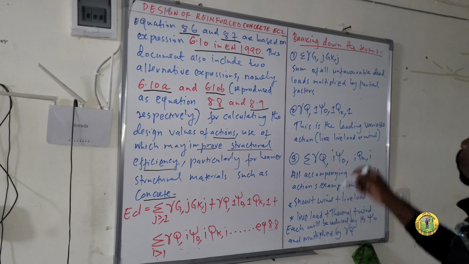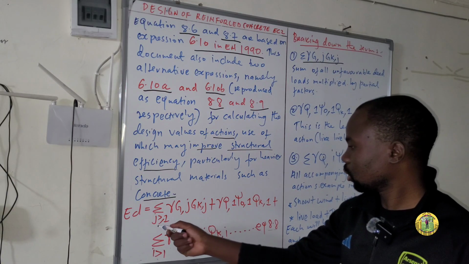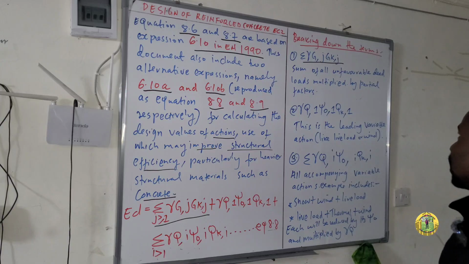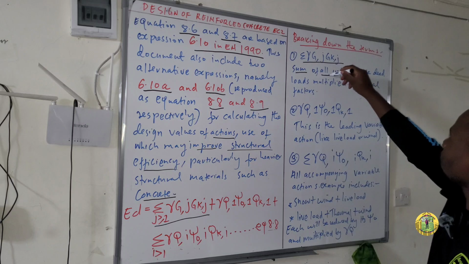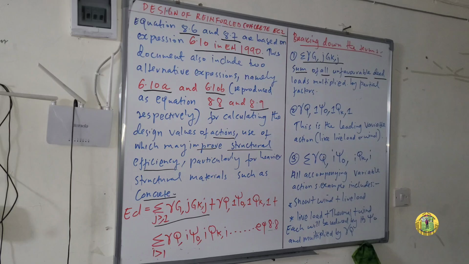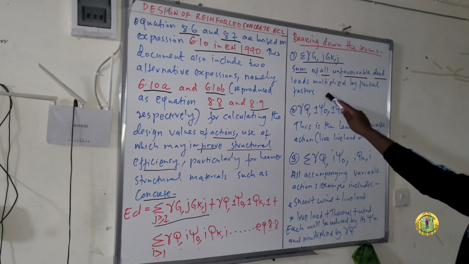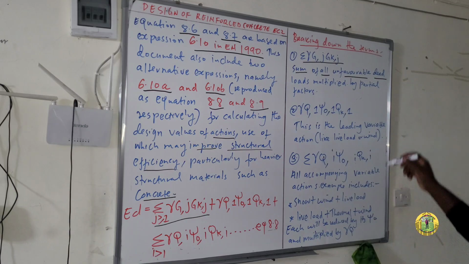So if we begin with this one, which is here, it means the sum of all unfactored dead loads, which we call the permanent action. The permanent action is the term for EC2 or Eurocode 2, and the dead load is a term used in BS 8110. So it is the sum of all unfactored dead load multiplied by partial factors.